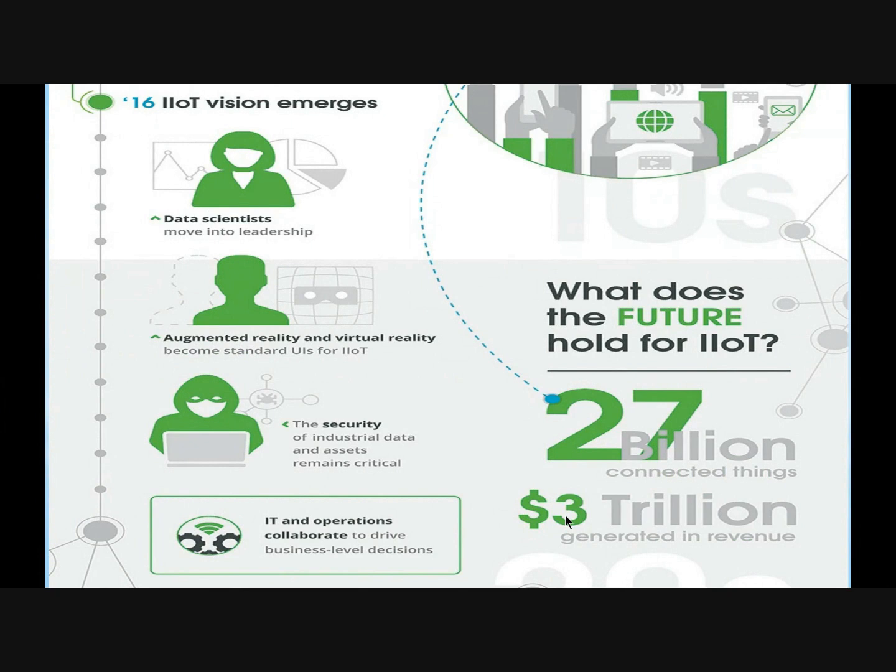So what are the things that were important under this? First, the data scientists took charge. They moved into leadership, and then AR and VR became standard UIs, user interfaces, for the IIoT. And then the security: even then, security remained critical. The reason was that IIoT depended upon the network or the communication interface between the different devices, right? So security remained a critical problem.